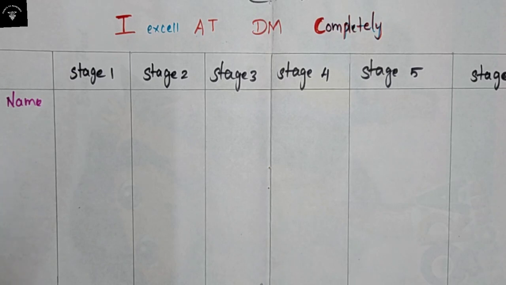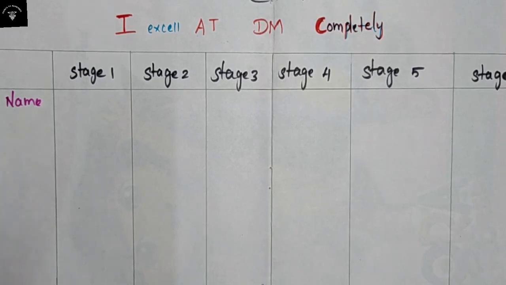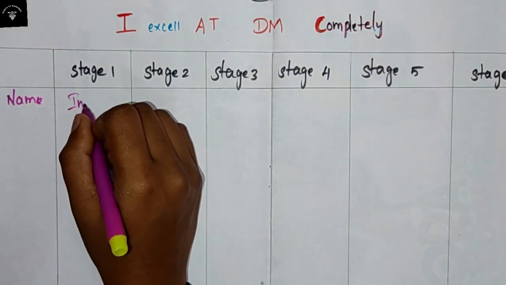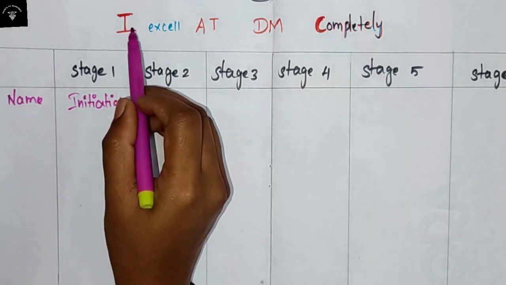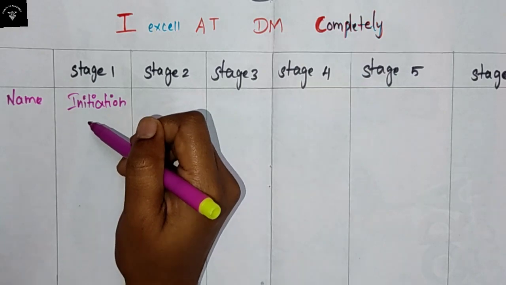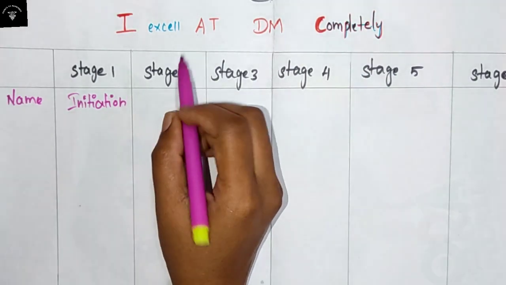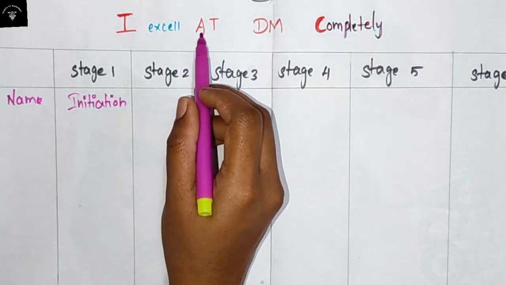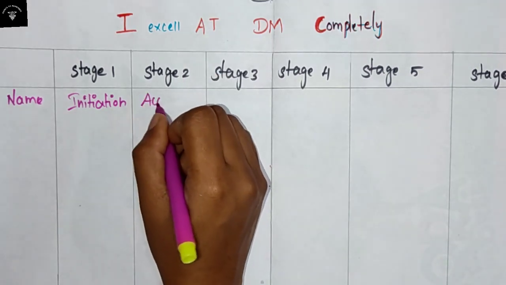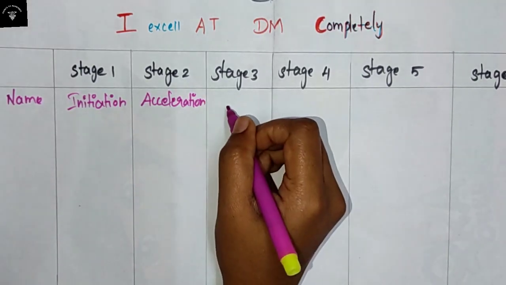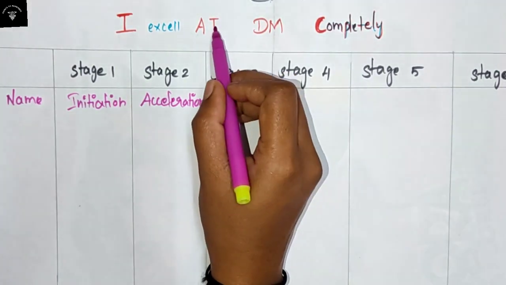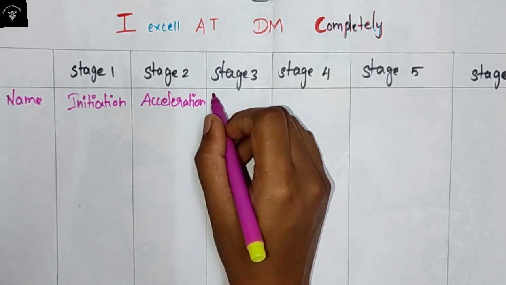First we are going to see the names of the 6 stages. Stage 1 is initiation. I stands for initiation. Coming to stage 2, it starts with the letter A, so acceleration. And stage 3 starts with the letter T, that is transition.